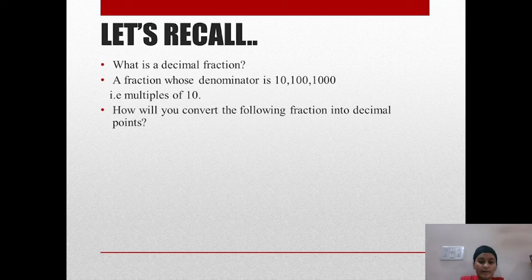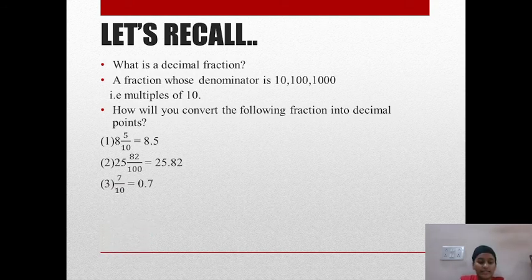Okay, now I'll give you some sums. You'll tell me how you'll convert the fraction into decimal points. First is 8 5 by 10. So, you'll convert it. It will be 8.5. Okay, very good. The next is 25 82 upon 100 will be equal to what? 25.82, right? Now the next one, 7 upon 10 will be equal to 0.7, right?